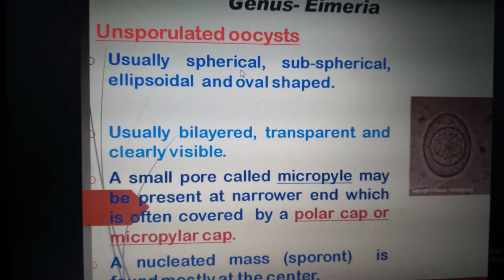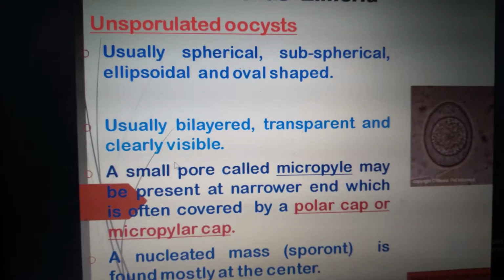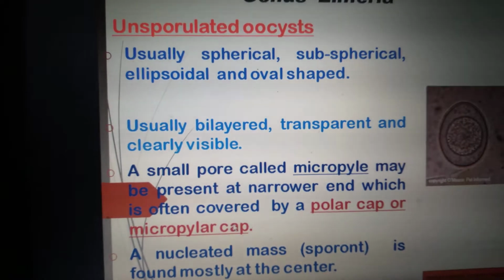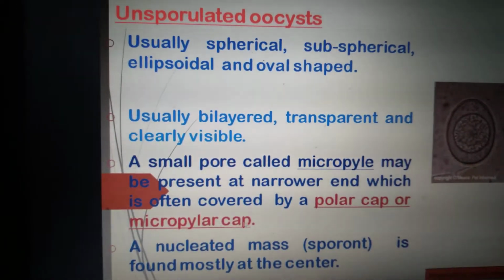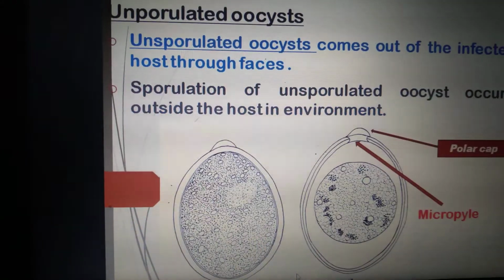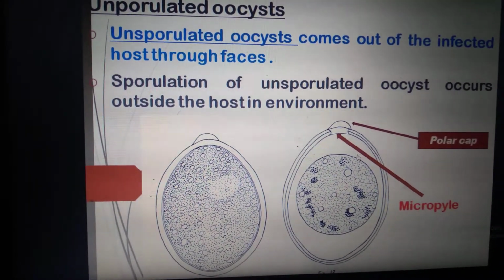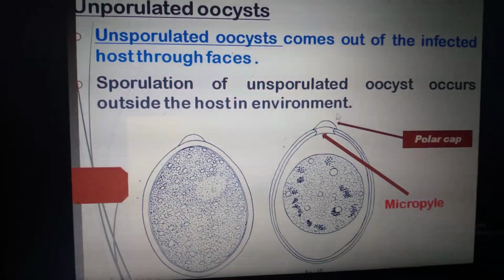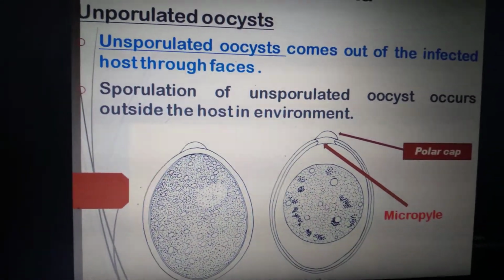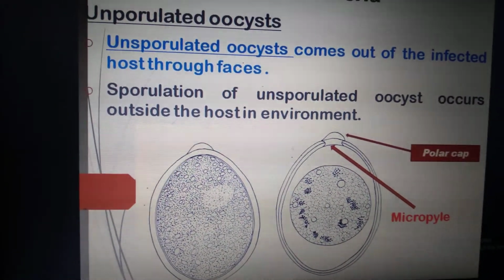It is spherical, subspherical, ellipsoidal, or oval shaped. Okay, usually bilayered, transparent, and clearly visible. A small pore called the micropyle may be present at the narrower end, which is often covered by a polar cap or micropylar cap. A nucleated mass, that is the sporont, is found mostly at the center. So here in the picture, you can see the narrow end. All right, this pore is called the micropyle, and a cap is present here called the polar cap. Okay, this is a dense nucleated mass, called the sporont, at the center.